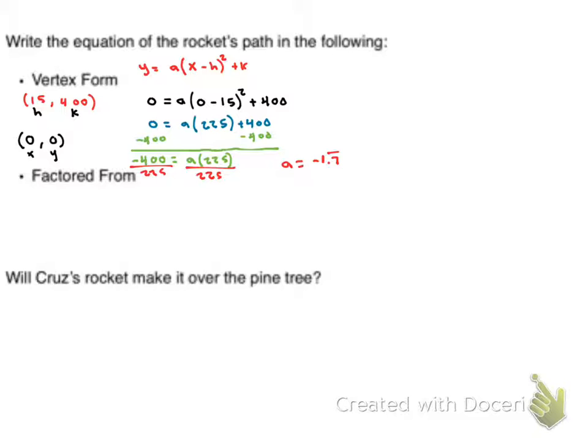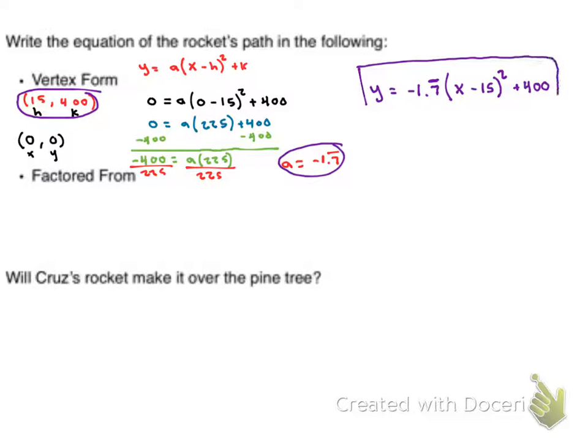Okay. Now we can rewrite our equation. What we need is our vertex and our a to rewrite this. So we'll have y equals, our a is negative 1.7 repeating, times (x minus 15) squared plus 400. And that is our equation in vertex form.